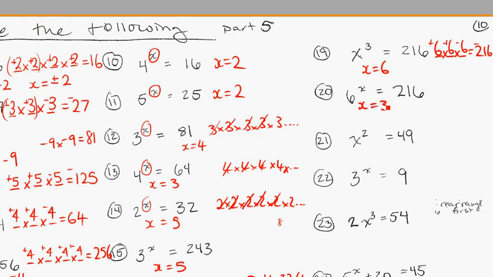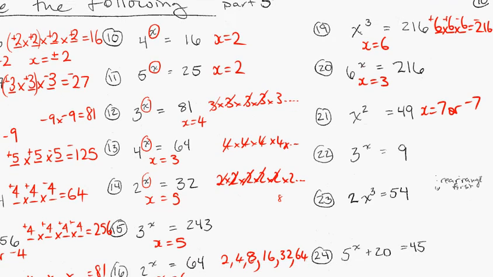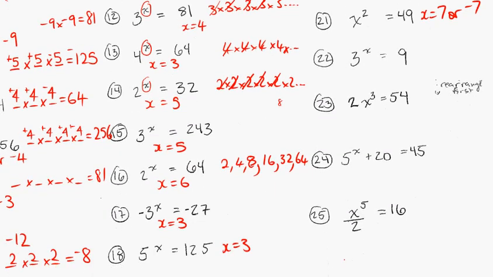So similarly, this answer must be 3, 6 to the power of 3. X equals 7 or negative 7. Number 22, x is going to equal 2, 3 squared is 9. Now for these last three, a little bit of rearranging first.